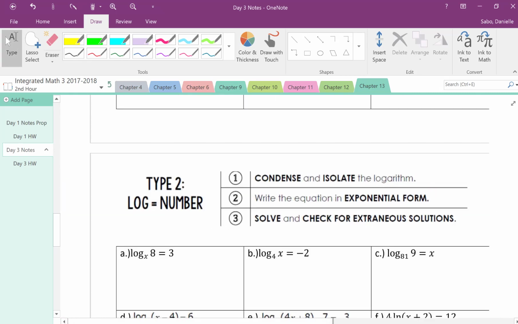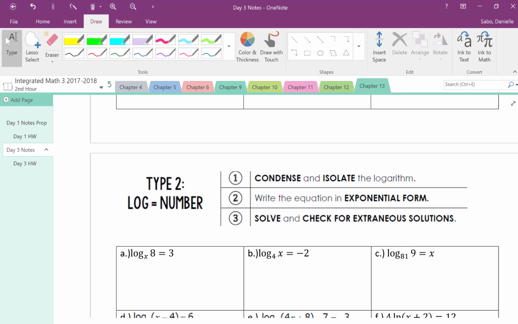Now we have a different situation where I have a log equaling a number. If we have a log equaling a number, there's something that we know how to do because we learned it last chapter, or was it this chapter? I don't remember. You have to convert to exponential form. So first condense if you can. Nothing to condense in the first 3 here. And then write in exponential form.